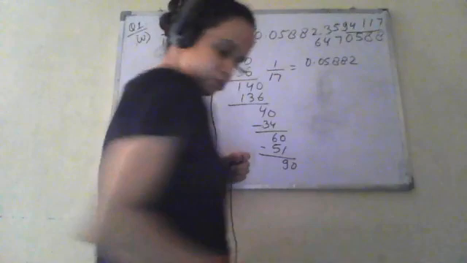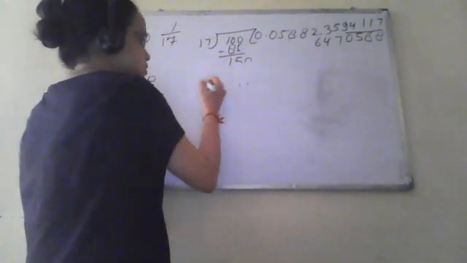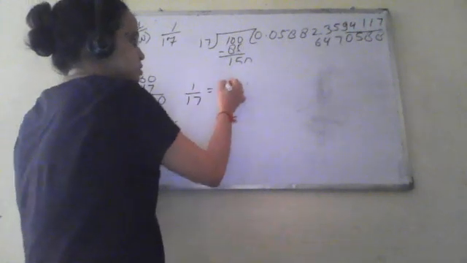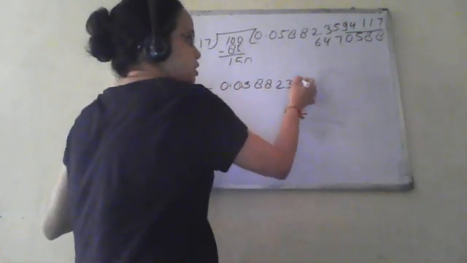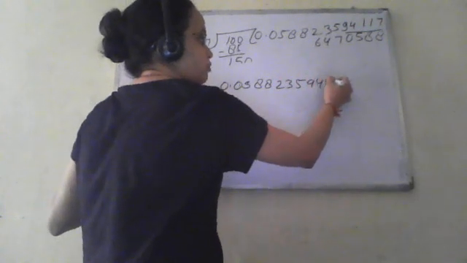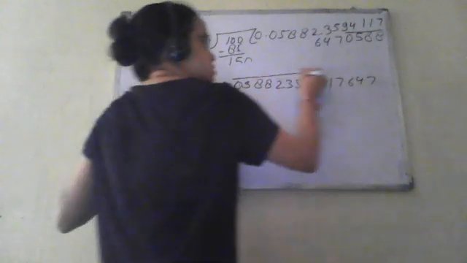So 1 upon 17 can be written as 0.05882. So wait, we will write more clearly. So this is 1 upon 17. It is 0.058823594117647 and there is a bar.